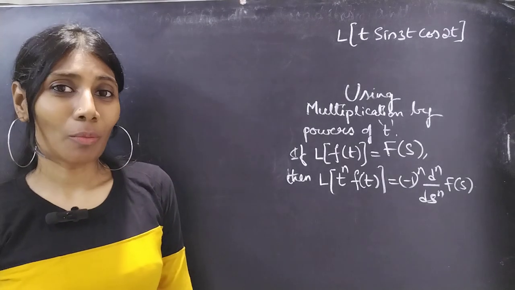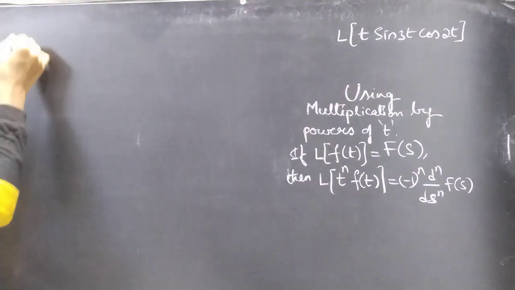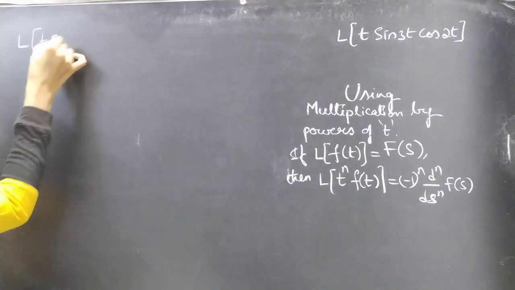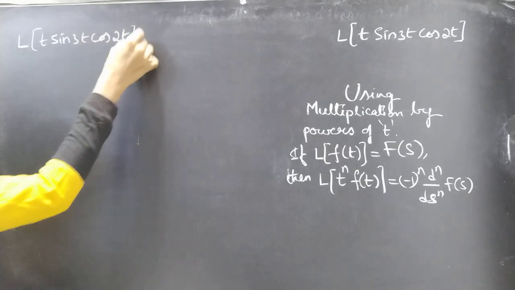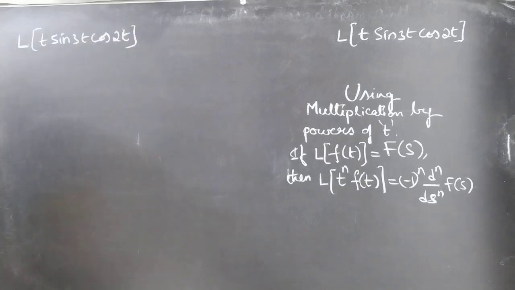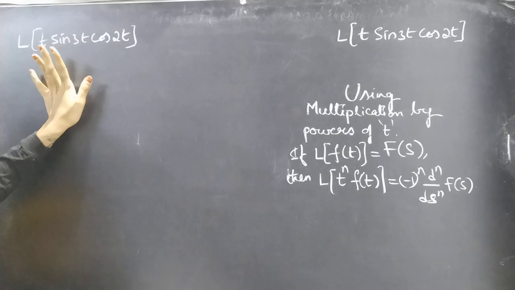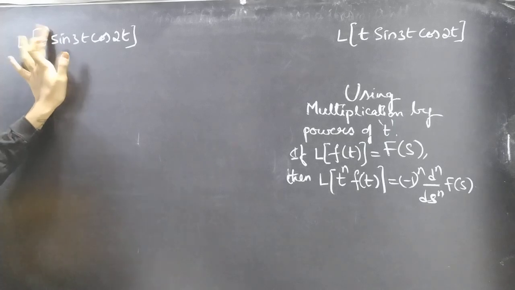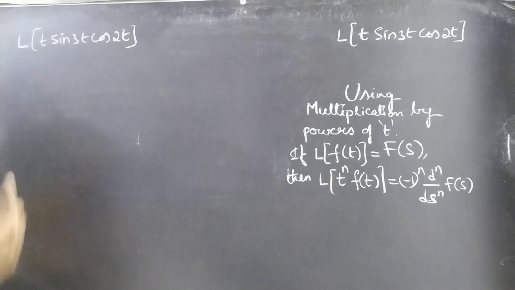In this video, we're going to see a problem from Laplace transforms. So let's get going. Problem: find the Laplace transform of t sin 3t cos 2t. So just compare the problem with L of t power n f of t. Here the power of t is 1, and sin 3t into cos 2t can be considered as f of t, that is, a function of t.